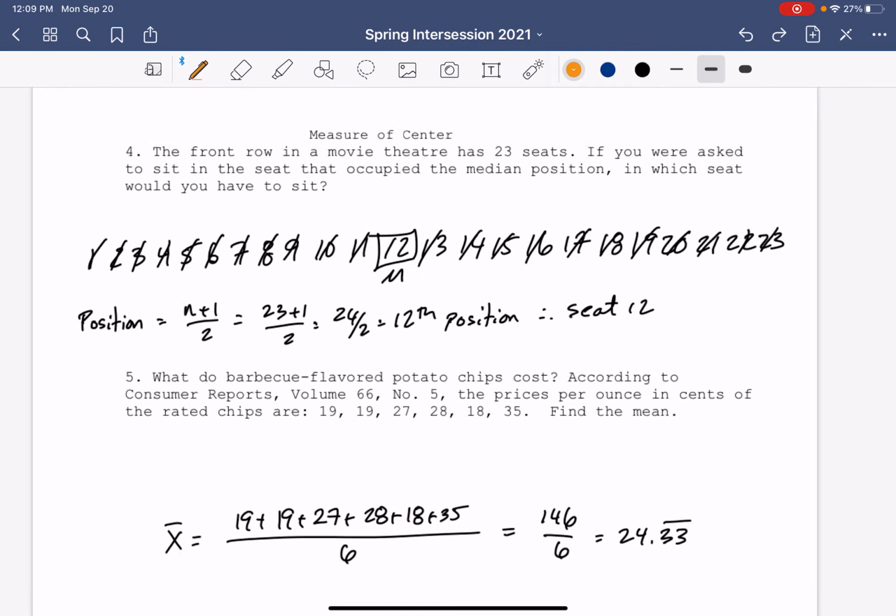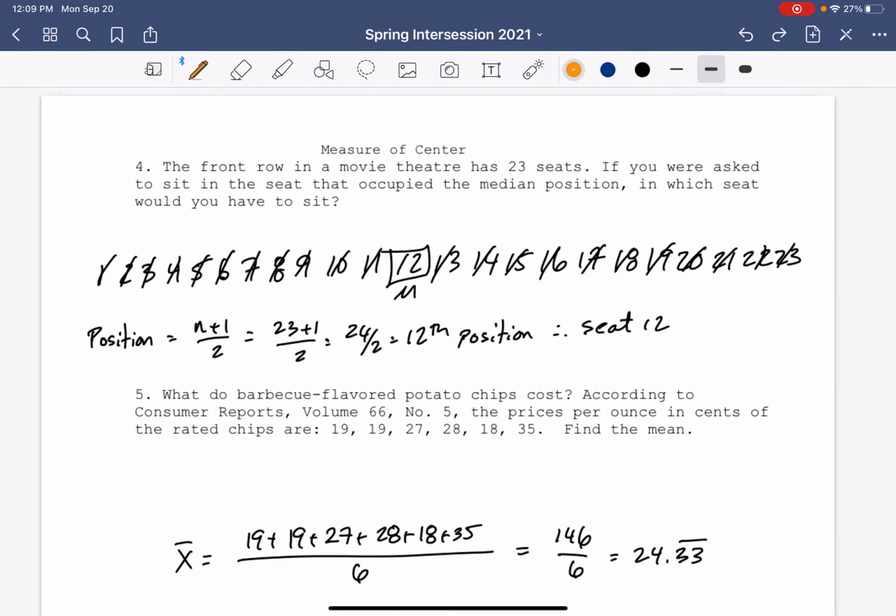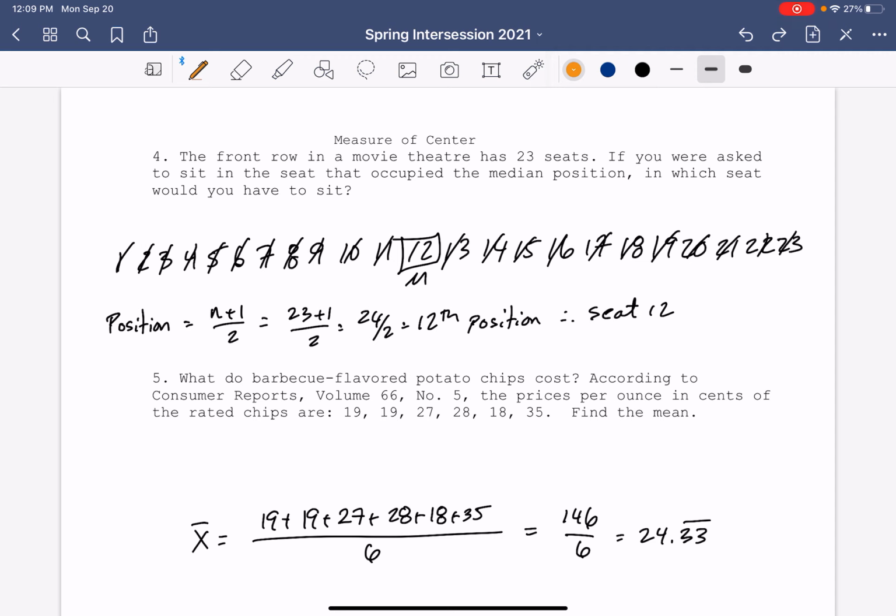Okay, here's the next one. What does it say here? The front row in a movie theater has 23 seats. If we were to ask to sit in the seat that occupies the median position, which seat would we have to sit in? So I wrote down all the numbers. Do you have to write all the numbers? Yes. You can see I started with 1. I ended with 23. And then I just started crossing them out. And then I get 12, right? Which is here.